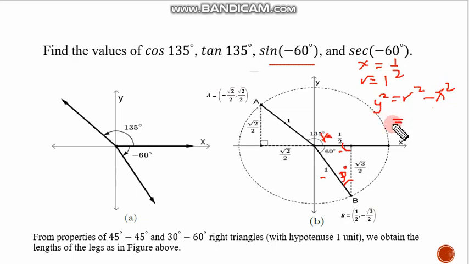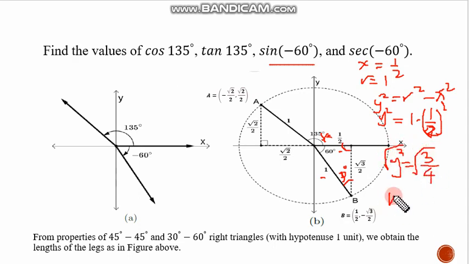So y squared is equal to r squared, which is 1, minus 1 half squared. 1 half squared is equal to 1/4. So y squared is equal to 1 minus 1/4, which is 3/4. So let's extract the square root of both sides. Our y is equal to plus minus square root of 3 over square root of 4, and the square root of 4 is 2. So plus minus square root of 3 over 2, which is the y.